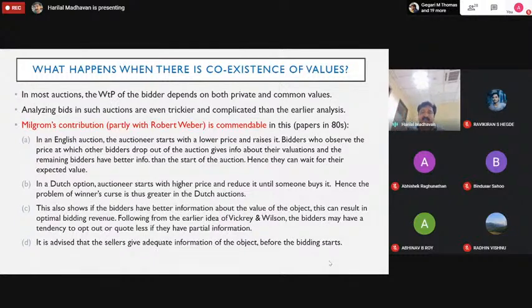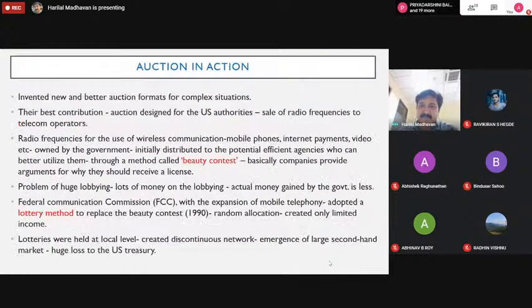So this also shows that if the bidders have better information about the value of the product or object, this can result in optimum bidding revenue. So this has led the Nobel laureates to suggest that the bidding companies give more transparent information about the value of the product to the bidders, so that both the bidding price and the revenue can be maximized. Okay. So it is advised that proper information should be given before the bidding starts.